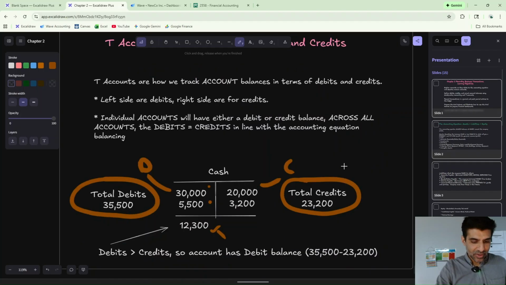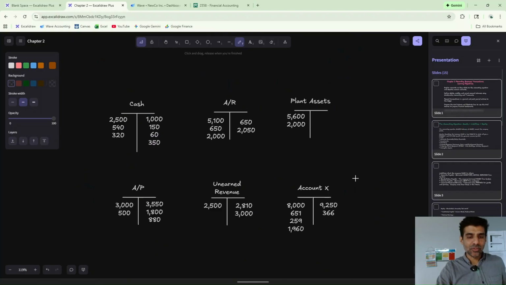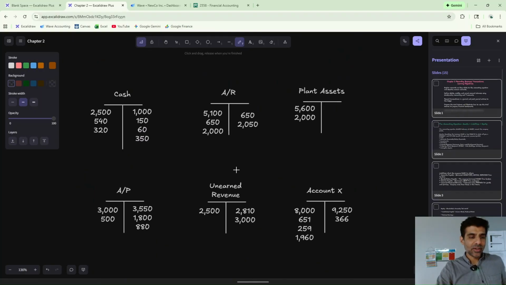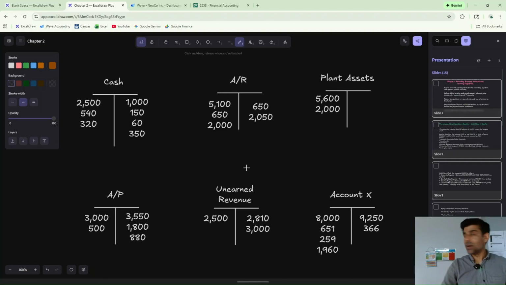Okay, so now let's do a little practice. I have a bunch of T accounts here. Your job is to figure out what the balances are. It could be a debit balance, it could be a credit balance. So take a second, get your calculator out, and try to figure out all the balances, and then we'll do it together.